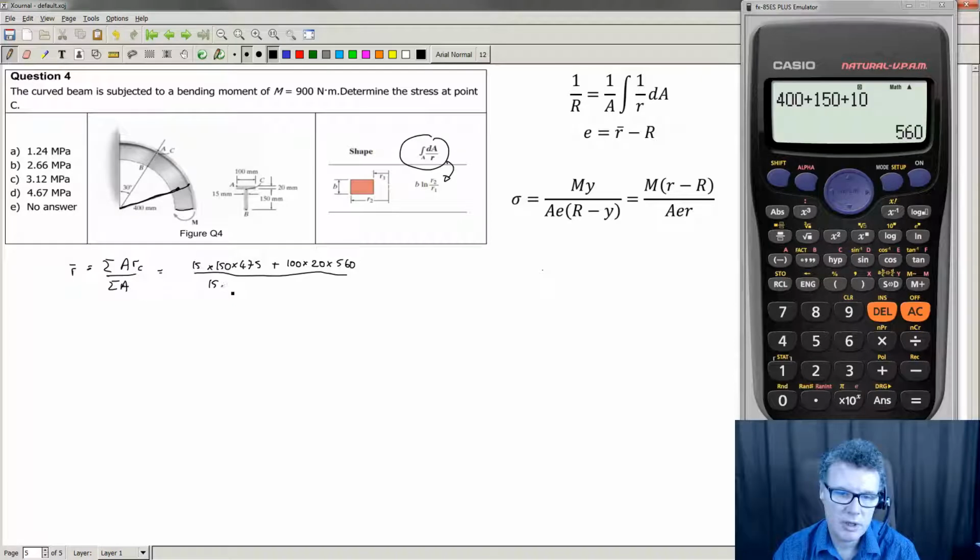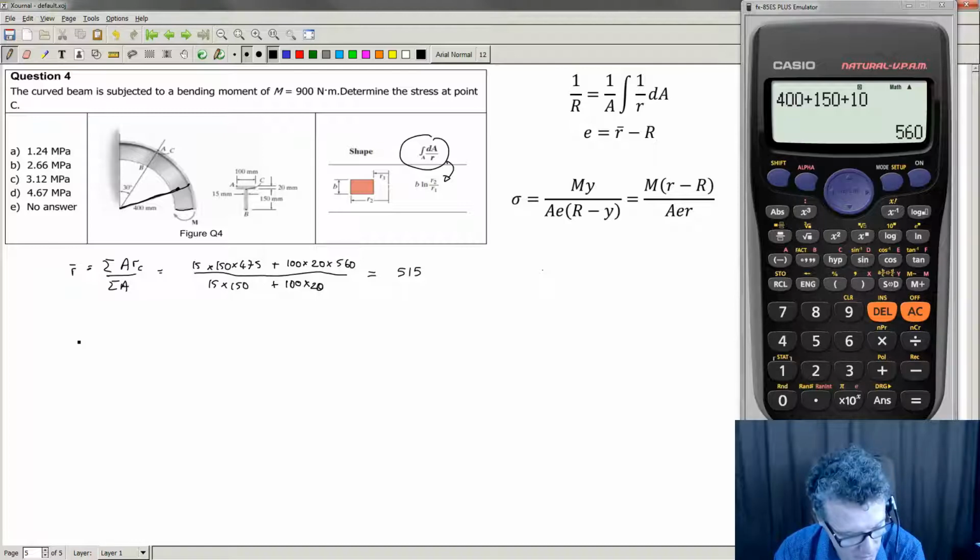Divide that all by the areas: 15 times 150 plus 100 times 20, and I found that to be 515 millimeters. So that's my R bar. My big R.